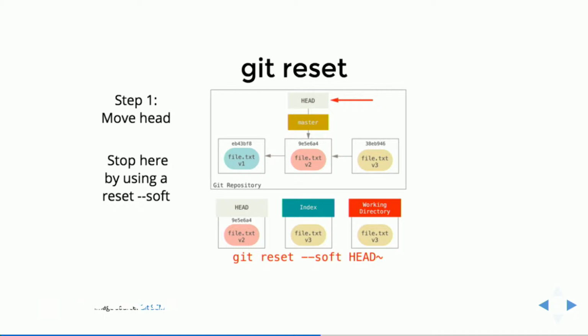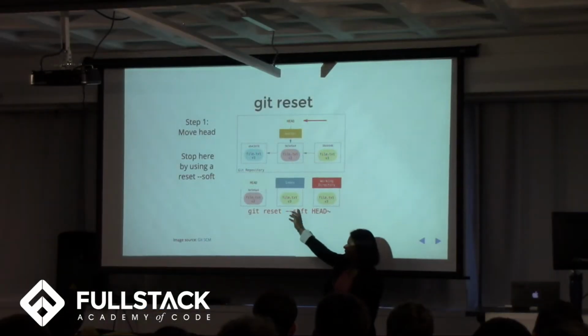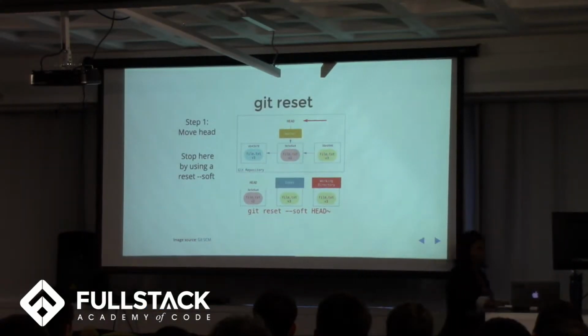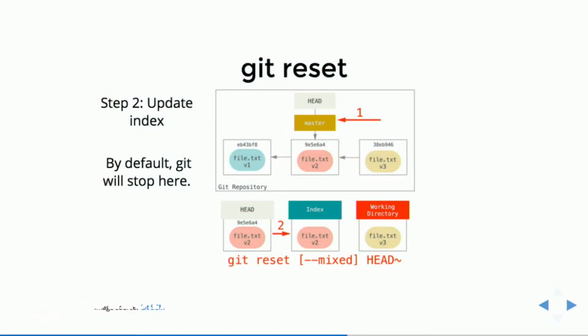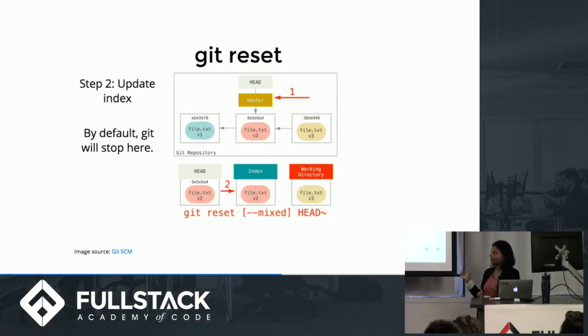You can stop here by using the soft command. So at any point you're here, you can change your commit and recommit if you want. If you don't tell it to stop, the next thing git reset will do is update your index. So what it'll do is take whatever contents that your head now points to and copy it over to your staging area, or your index. At this point, git reset will stop. So you can, again, replay your add and your commit if you want from your working directory.